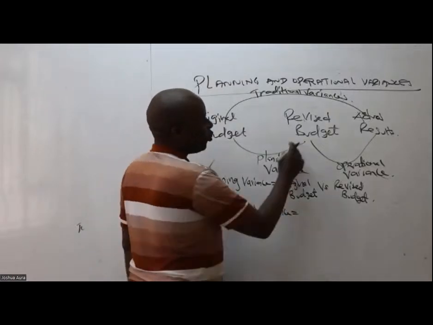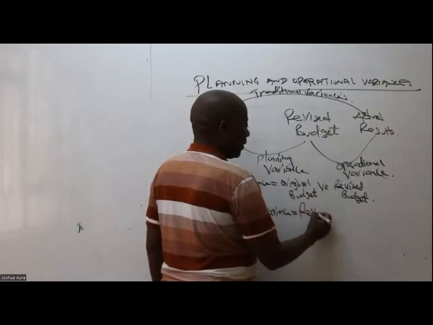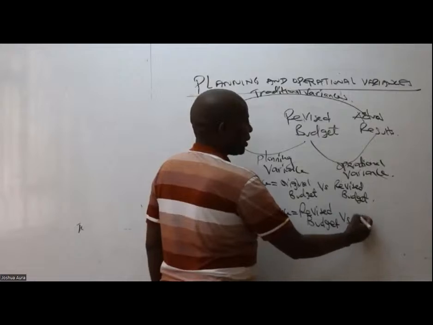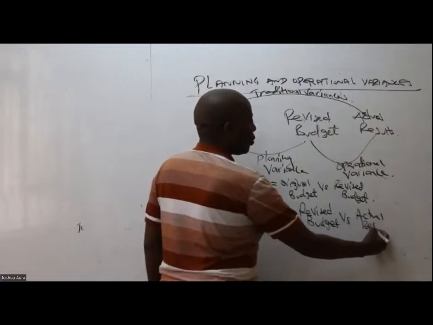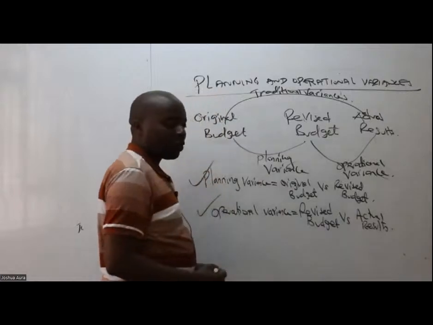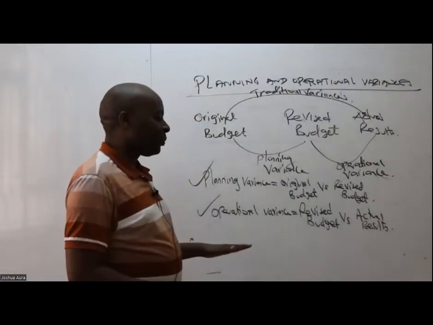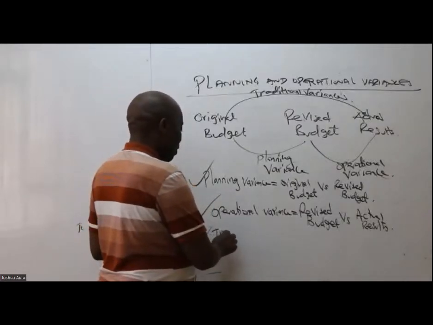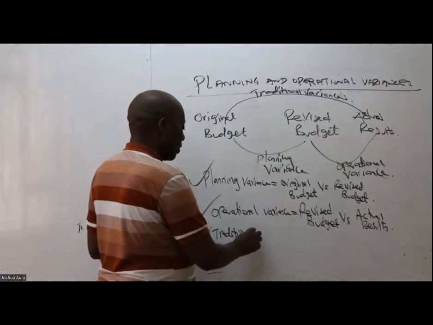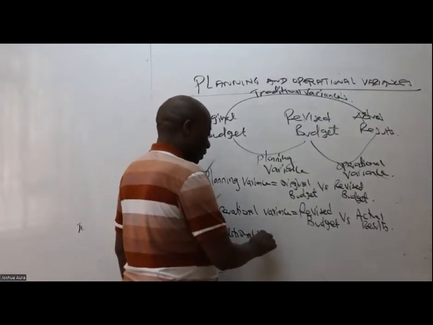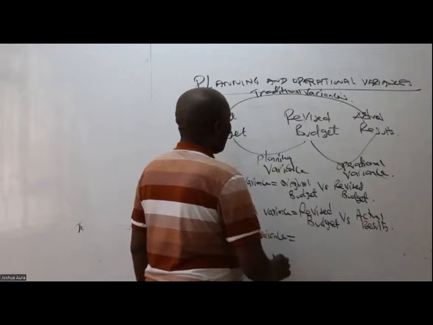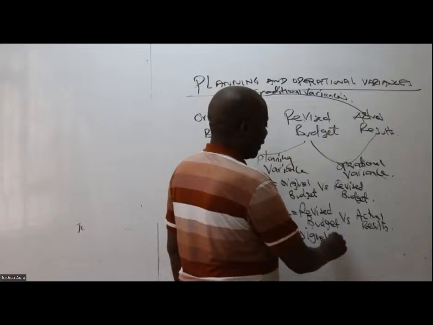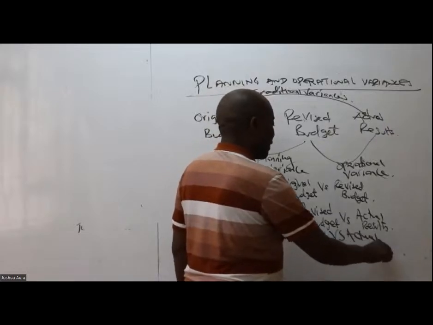And then I have number two, during operations, the operational variance. I'll be comparing two things. I'll be looking at the revised budget versus the actual results. So that is operational. And then lastly, we have the traditional variances, the traditional, the archaic, the conventional, the ancient variance. We are comparing between original versus actual.